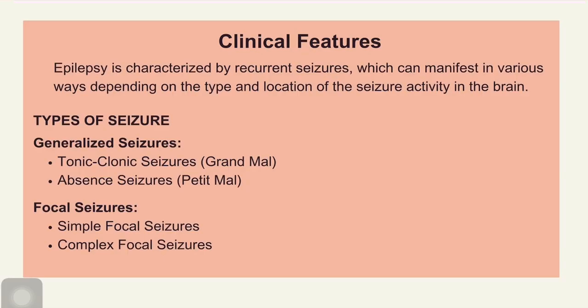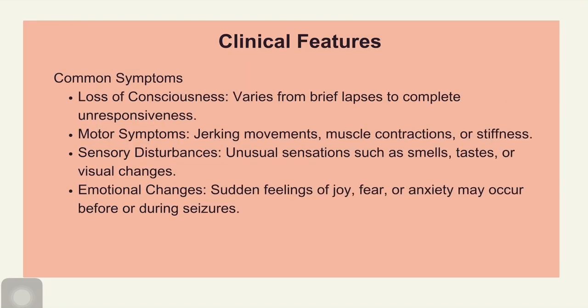The clinical features of epilepsy is characterized by recurrent seizures, which can manifest in various ways depending on the type and location of the seizure activity in the brain. Types of seizures: generalized seizures, the tonic-clonic seizures or the grand mal, absence seizures or the petit mal. The focal seizures: simple focal seizures, complex focal seizures.